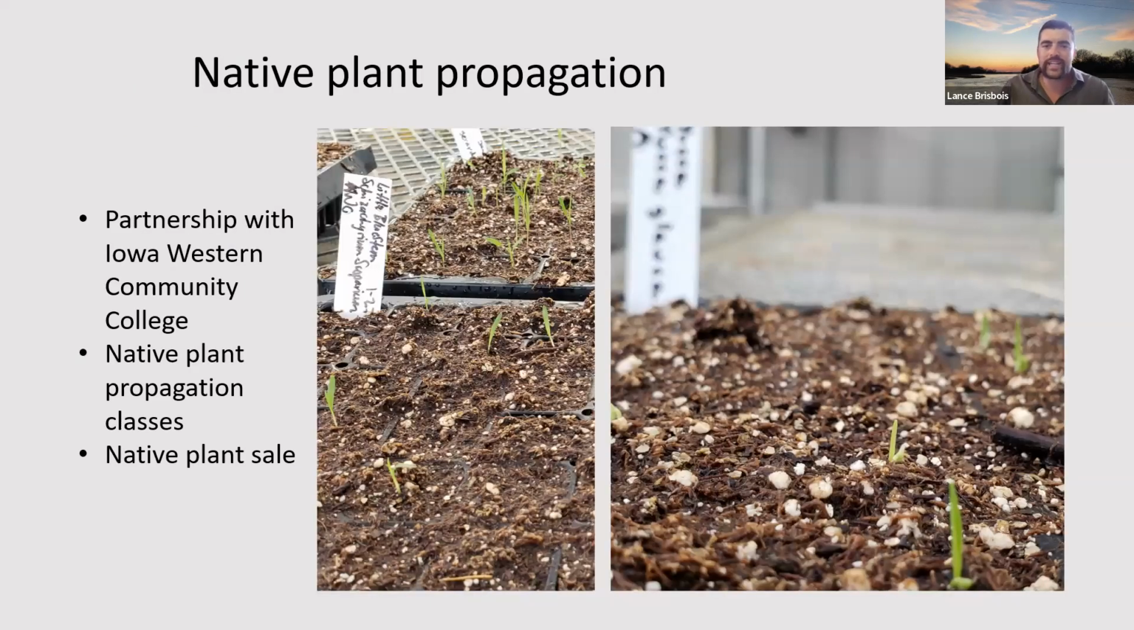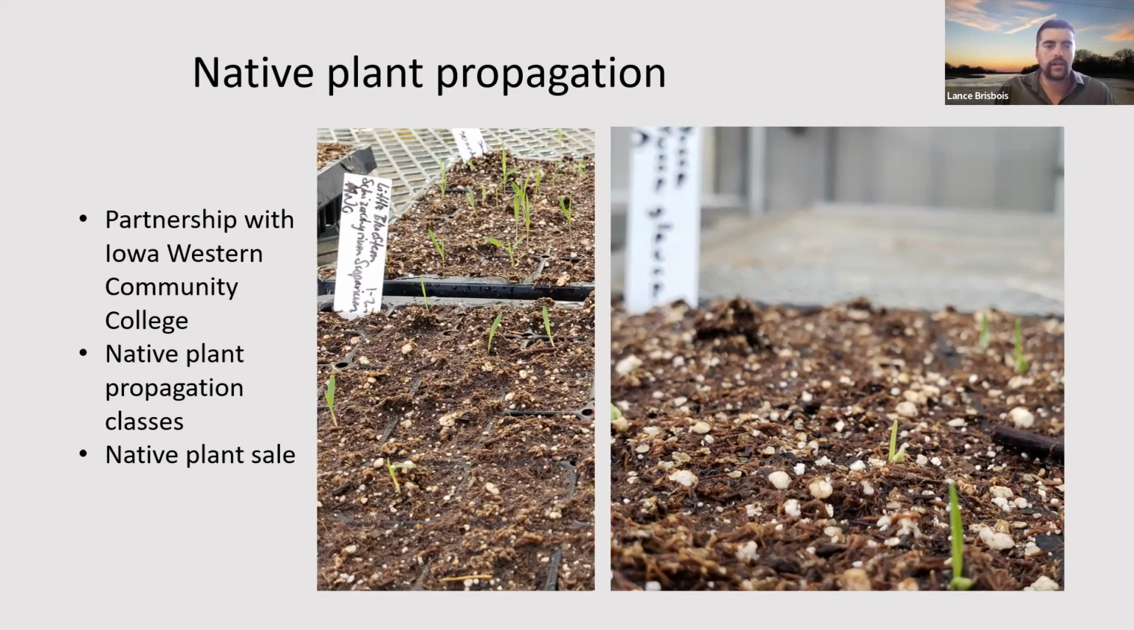So I mentioned propagating plants. Iowa Western Community College in Council Bluffs has a greenhouse. They used to have a horticulture program, but that program ended and they weren't really using much of the greenhouse. So they let us use it for free. So that's been a great partnership. We don't use the whole thing. Part of it is used by Culinary Arts. They grow some vegetables in there for their program, but we basically have half of the greenhouse to use.